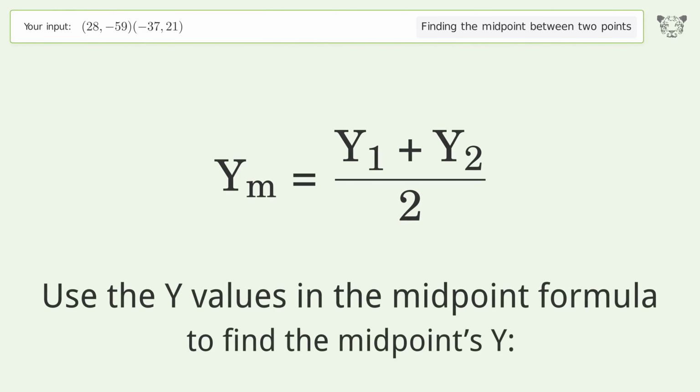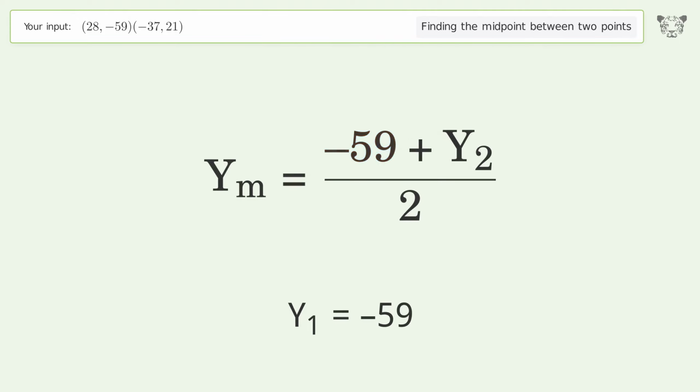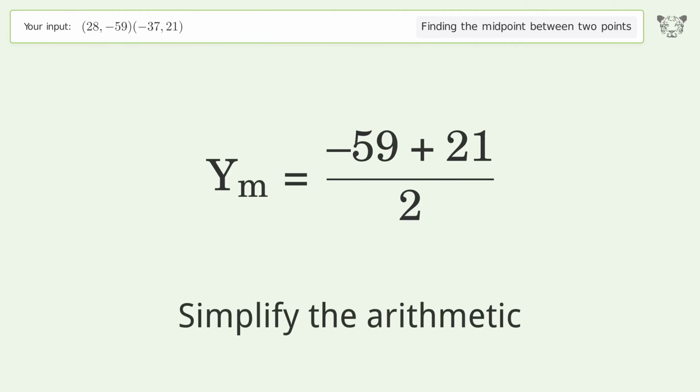Use the y values in the midpoint formula to find the midpoints y. y1 equals -59. y2 equals 21. Simplify the arithmetic.